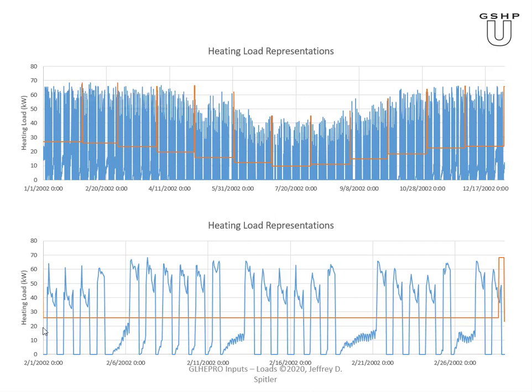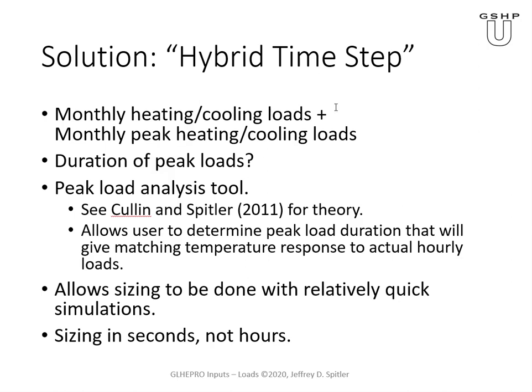And if we look just at the month of February, you see that what we've done is we've represented the peak load for the month, which may actually be, say, over here. We represent it with a single rectangular pulse, right? And that's what we call the hybrid time step approach. So again, this means that we have monthly heating and cooling loads, monthly peak heating and cooling loads.